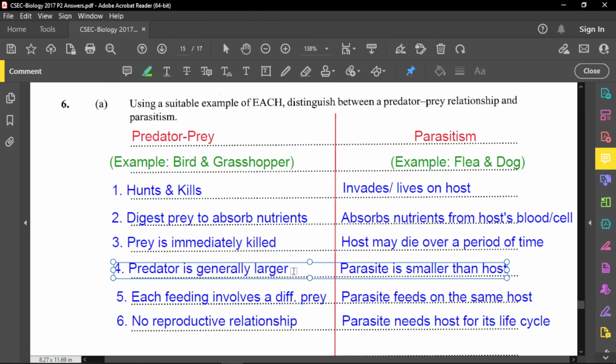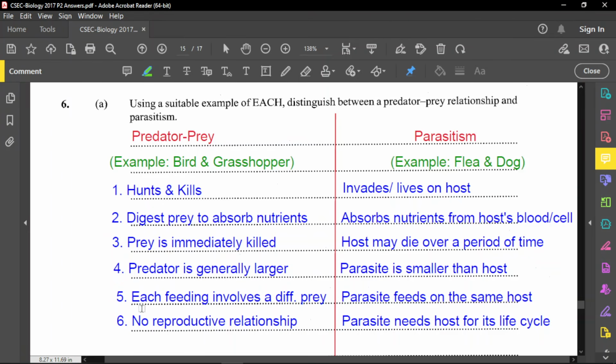The next point to make here is that the predator is generally larger. So predator is generally larger than the prey, generally larger. Of course, you may have some predators that are smaller than the prey. If you think about a lion, for example, and a giraffe or a deer, sometimes those organisms are larger than the predator. But generally speaking, the predator is generally larger, and parasites are pretty much always smaller than the host, right? All right.